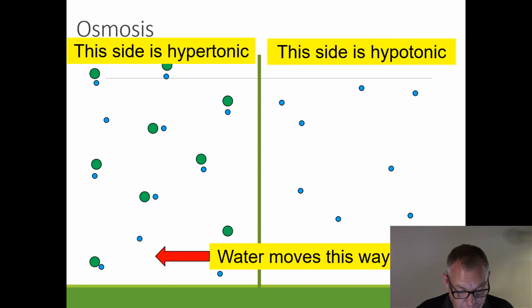So cool. Like I said, water is going to move that way. Water is always going to move to the hypertonic solution. Water is always going to move to where there's more solute. There's more salt or more whatever's dissolved. So that's an idea you get comfortable with. But if you think about the molecular movement of water molecules, you can reason your way through this if you don't remember which direction the water moves.